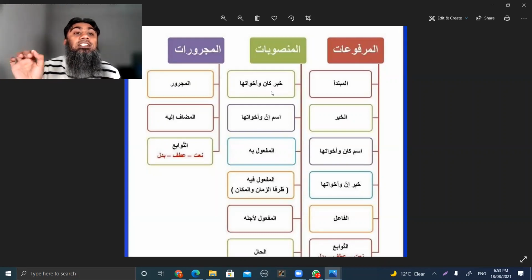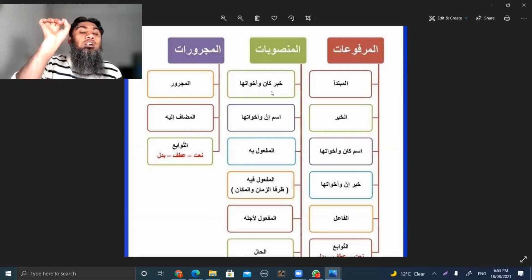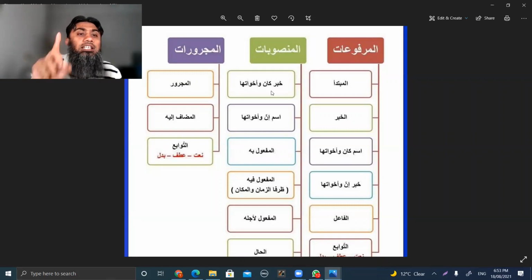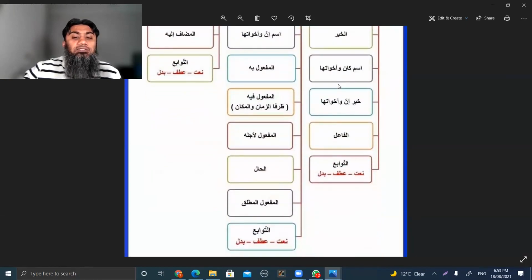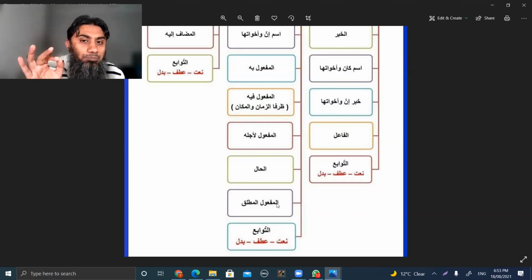As you can see, kana Allahu ghafuran rahiman. You see, khabar is nasab. So khabar of kana is nasab and ism of inna is nasab. Opposite, okay? And then for these last one, two, three, four, five, all of these are simply maf'ul. Please pay attention. These five simply mean maf'ul.